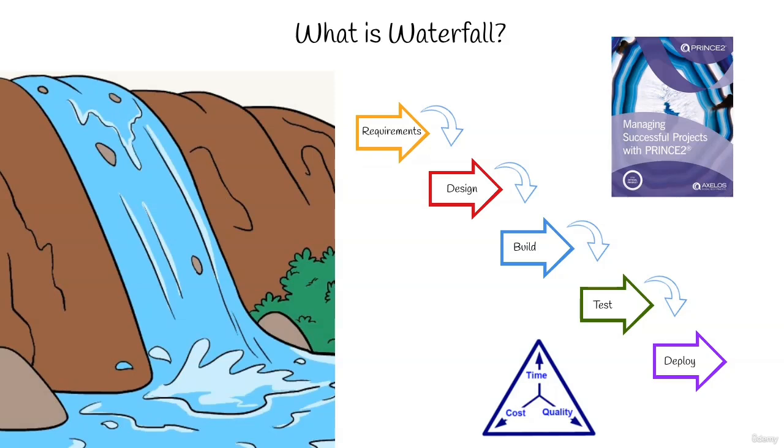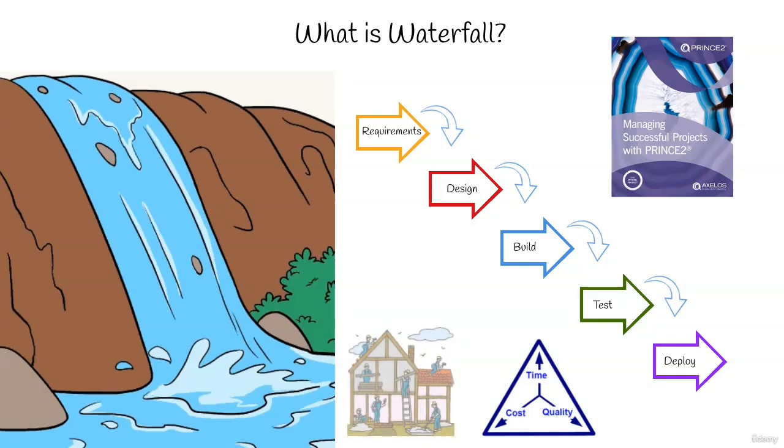An ideal waterfall project would be to build a house, where you gather the requirements up front, you do all the design work, so you know how many bedrooms, living room, kitchen you're going to get. You'd build it, you'd then test it once you've fitted all the electrics and the gas, and then you deploy it to the customer, and hopefully it'll meet the user needs.